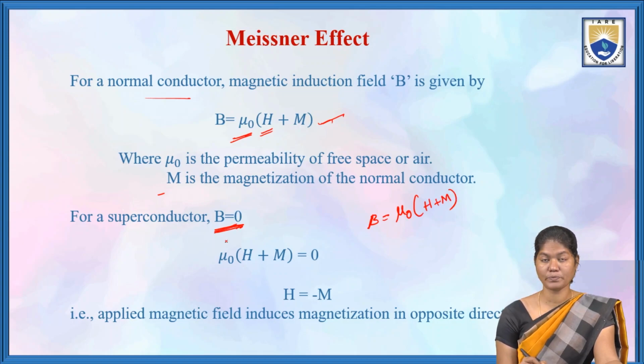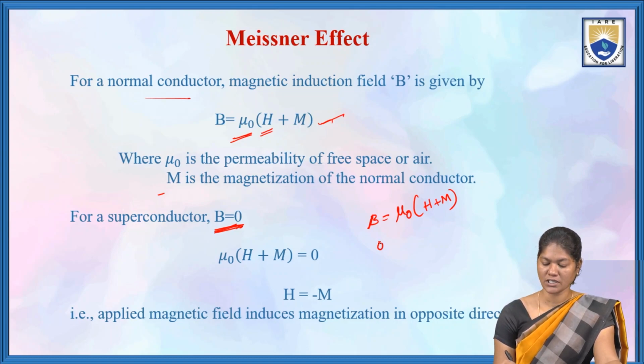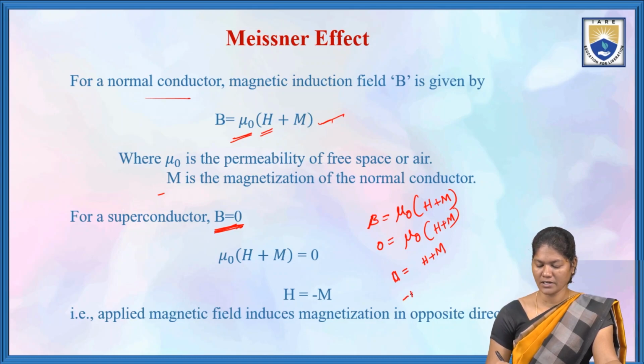For a superconductor, it will not allow the magnetic lines to pass through it, so the magnetic field induction B is equal to 0. So B = 0 = mu naught (H + M). Here H + M is equal to 0, and so -M is equal to H. So the magnetic field is opposite to the magnetization.